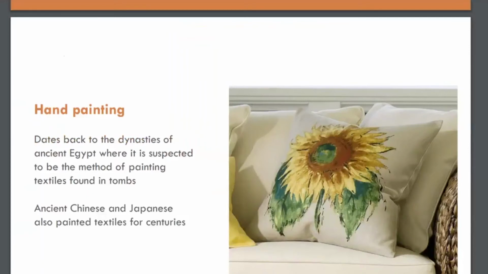Also, as interior designers, we don't see a lot of hand painting on textiles. This actually is a hand-painted sunflower on a canvas pillow from Pottery Barn. So hand painting on textiles dates back to the dynasties of ancient Egypt, where it's suspected to be the method of painting textiles found in the tombs. Ancient Chinese and Japanese also painted textiles for centuries.